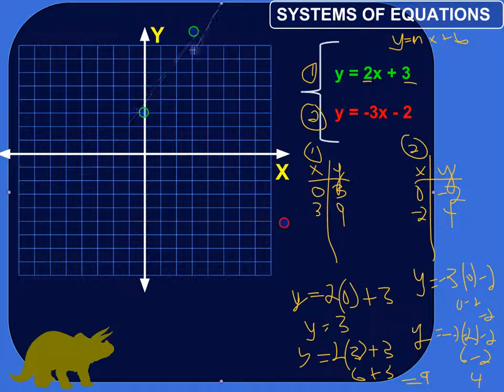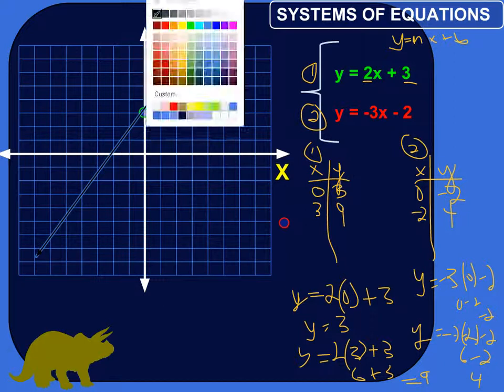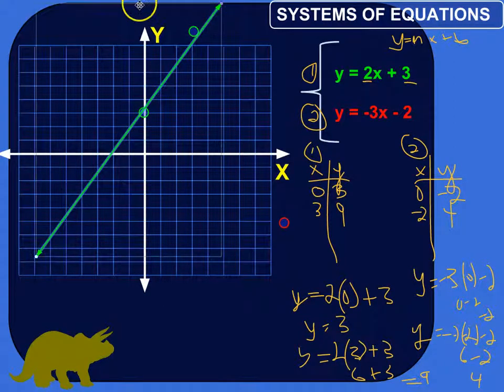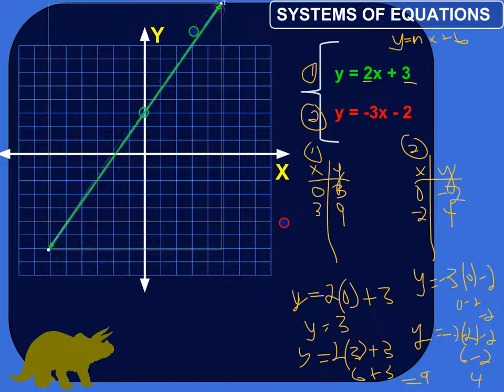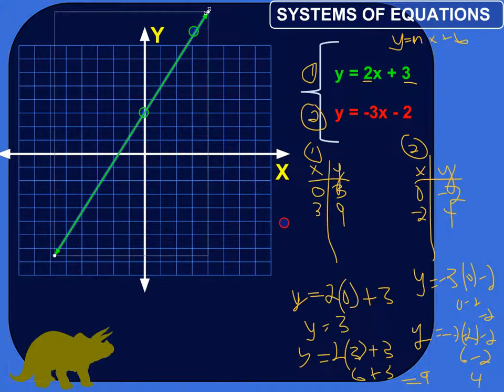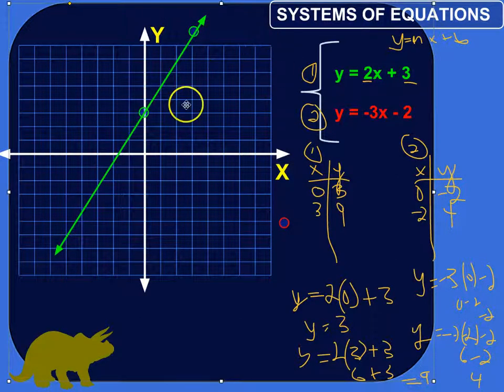Try to do the best. Now let me adjust this. You know, when you're doing it on your paper, just use a ruler or something. Just get it as close as you can. All right, something like that. It's not perfect, but something like that. Connecting two points.